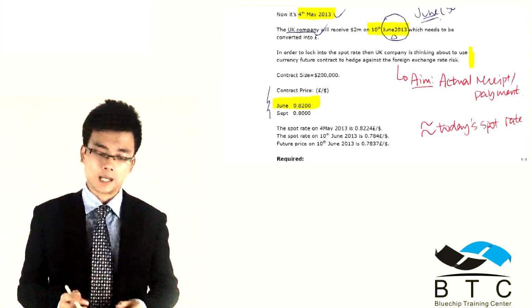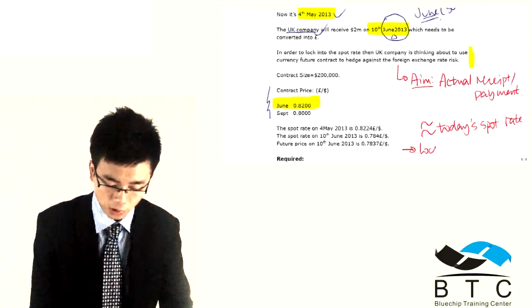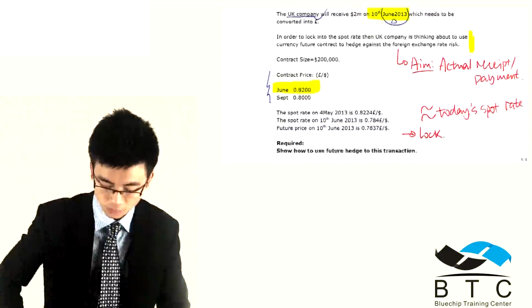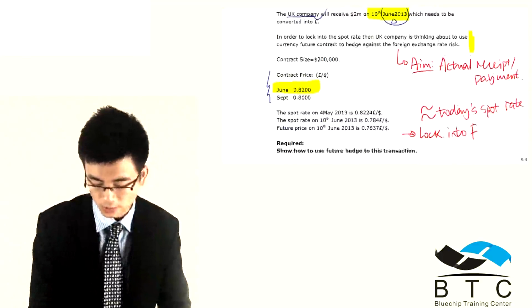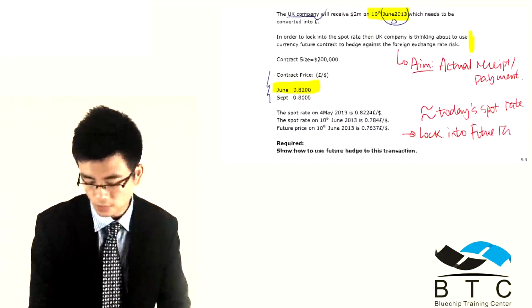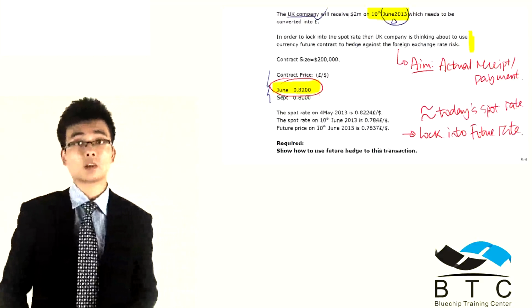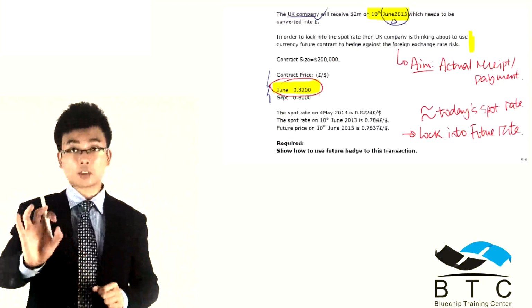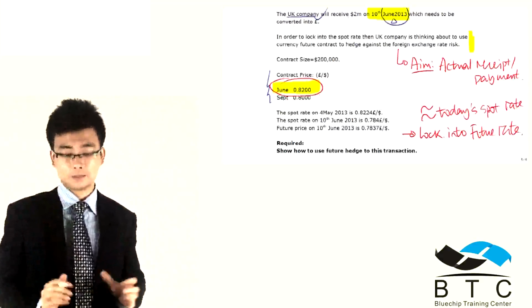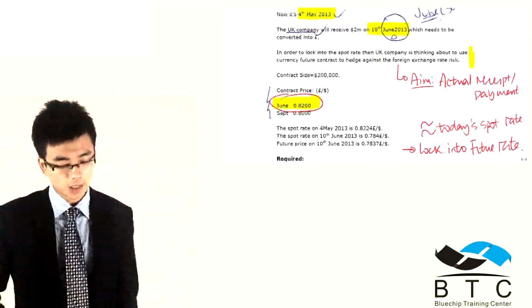And how are we going to do that? Of course, we are going to lock into the futures price, which is this one, 0.82. But how are we going to do that? I'm going to show you that later on when we come to it. Okay? So this is the logic.